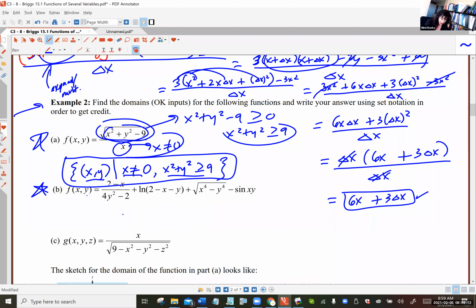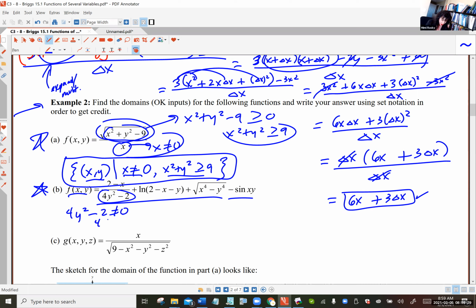Take a look at letter B. We've got another function of 2 variables, which looks pretty gross. It's got a lot of terms in it, so we've got a lot of issues we have to be careful about. The first term could have a denominator going to 0. That would be bad, so we don't want that denominator going to 0.